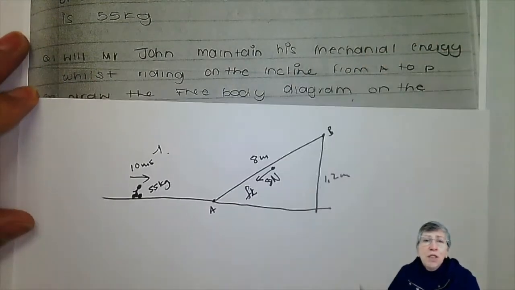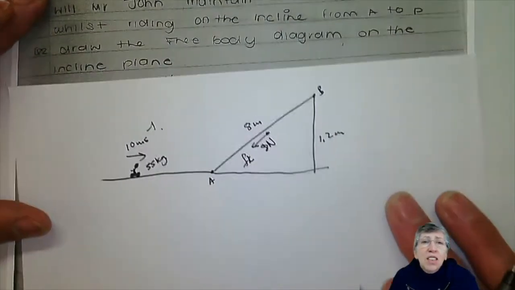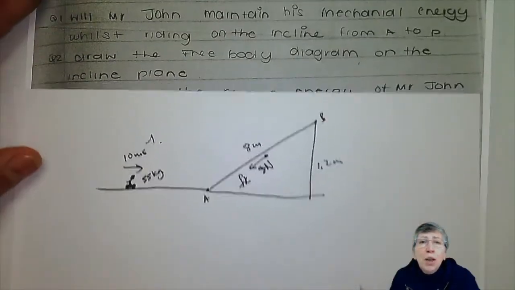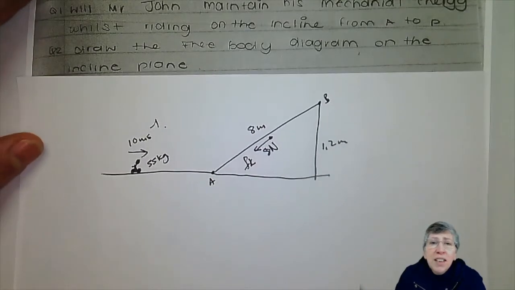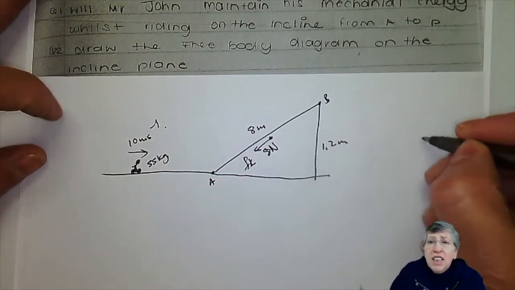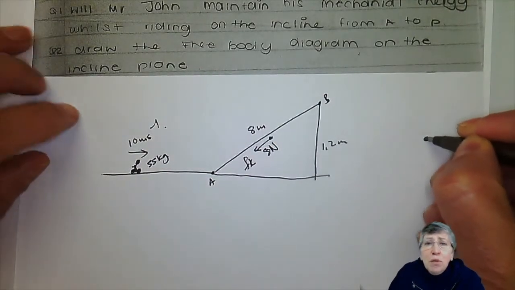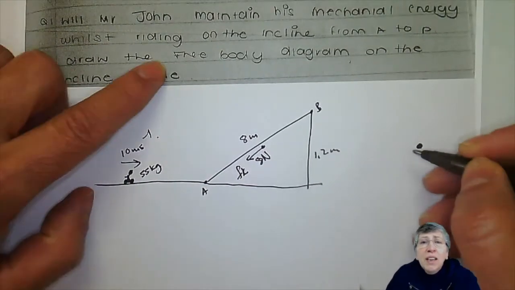Right, so that was the first question. Next up, they ask us to draw a free body diagram. Remember, free body diagram is free of a body. It is just a diagram of the forces. So you use a dot. It's free of a body.